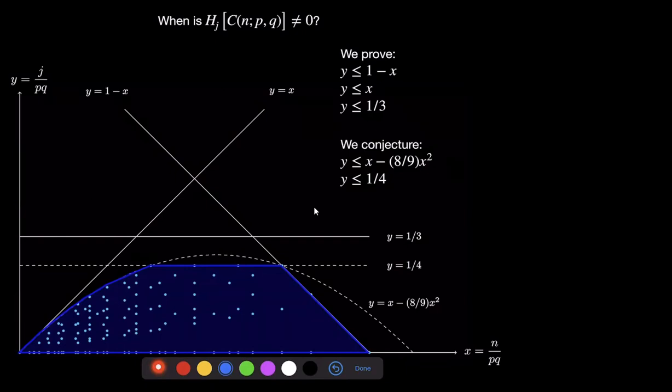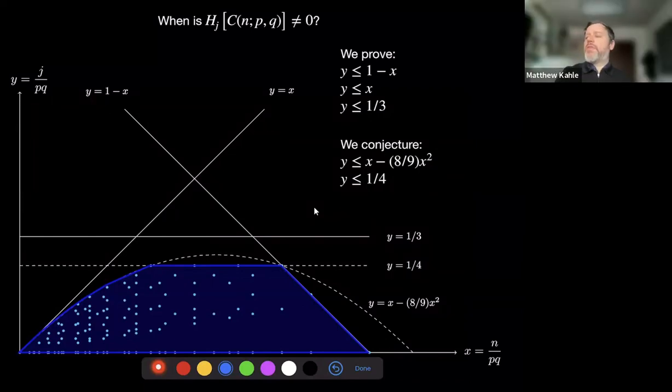Okay, thank you, Harry. I wanted to ask about the case when y is greater than 1 minus x, because from your work, you put it for when y is less than 1 minus x. So what will be the case for y greater than 1 minus x? Would the homology be trivial or non-trivial?